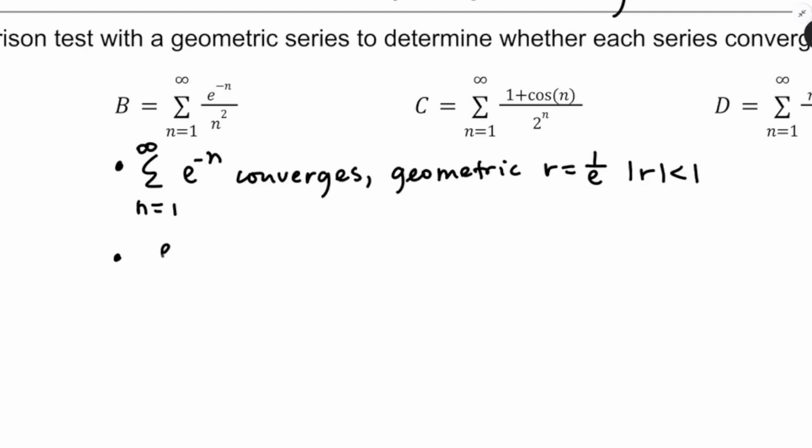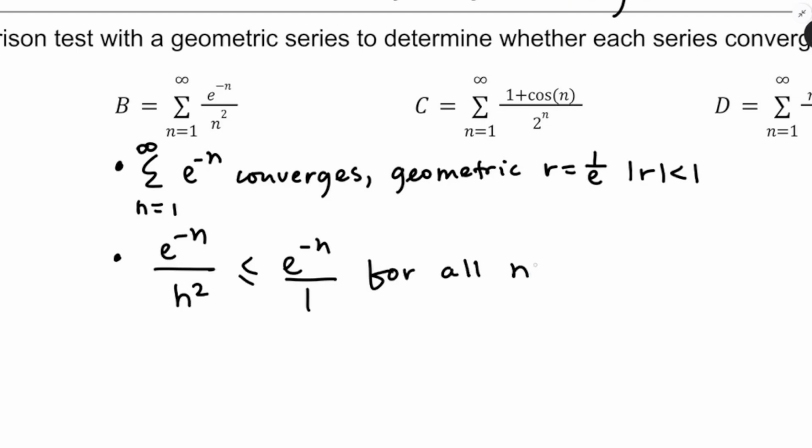Right, now I'm going to do the inequality to compare the two. So yeah, e to the negative n divided by n squared, if I'm dividing by a number that's greater than or equal to 1, yeah, that's going to be less than or equal to, it's only equal at n equals 1, e to the negative n over 1, for all n greater than or equal to 1, then as a result, I can conclude that B also converges.